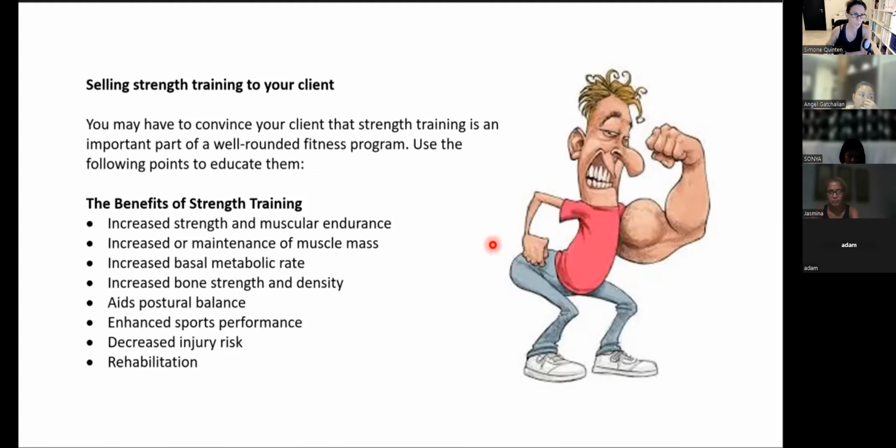Now the benefits of strength training: of course, muscular strength and endurance is increased, and muscle mass is maintained.